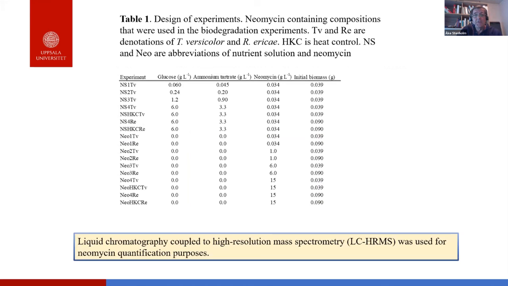Here's the design of the experiments. You can see the NS, which stands for the external nutrient solution. And when you don't have the NS, it's pure neomycin. So in this design of experiments, I used both nutrient solutions and no nutrient solution. So I investigated whether the fungi could biodegrade neomycin with or without this external nutrient solution. And concerning the analytical equipment, I used liquid chromatography coupled to high resolution mass spectrometry, because it is really the best solution to analyze this compound.